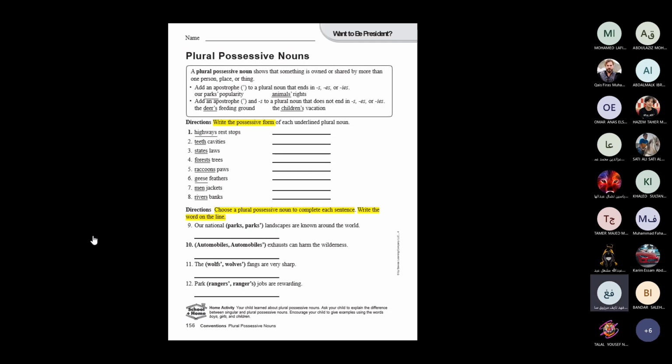The question is about plural possessive. Plural possessive. That means it's apostrophe. Understand? Number 14 is incorrect. Must be like apostrophe and S. Number 15 is correct. Understand? So fix 14 and fix 13, and solve number 11. Understand? Yes. Okay.